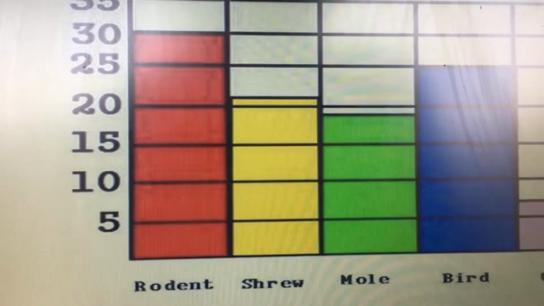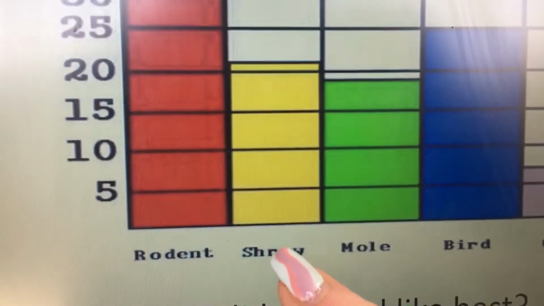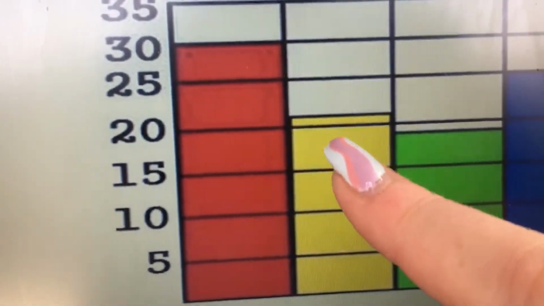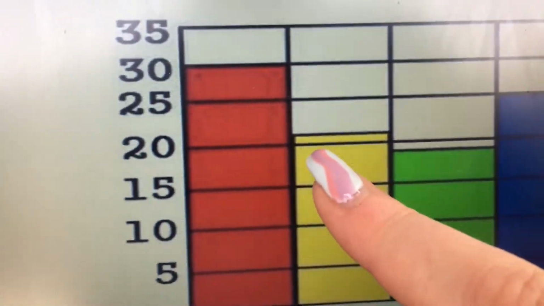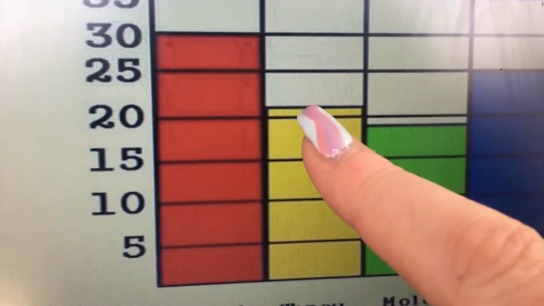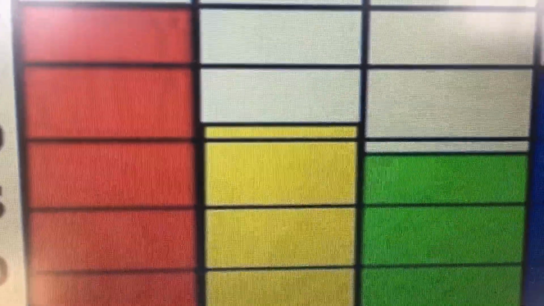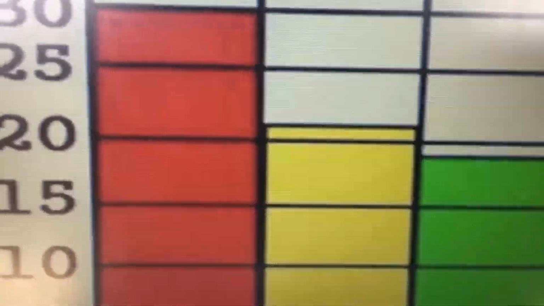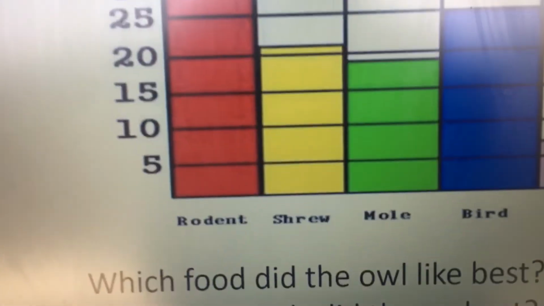Okay, so I hope you had your thinking caps on here. So this is the shrew column, and if you go up, it goes a little bit past this top line. So that top line there is hitting the 20 mark. So we know it's slightly over 20. Now, each bar there jumps up in multiples of 5. So it's only one more over 20, which is 21. So how many shrews did the owl eat? 21 shrews.